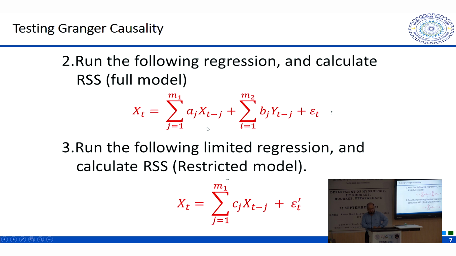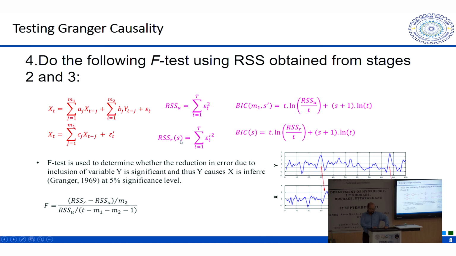So in this case, we have two models. The first one is the full model, which considers both the source variable and the target variable, where the source is y and the target is x. And there is another model which we call the restricted model, which only considers the target variable, and it is composed of the past values of x. So if the full model has a lower error, it means that by including y, we are actually improving the prediction of x. So these are the steps.